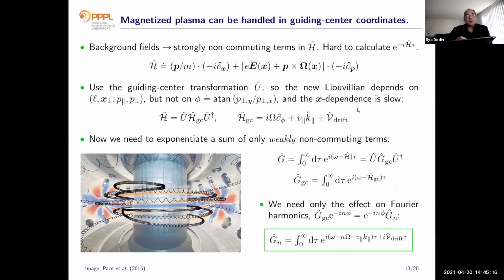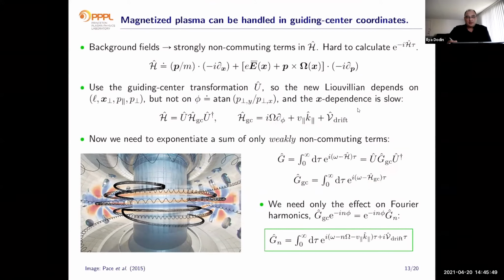So what you can do is transform to the guiding center coordinates using a unitary transformation. And then your guiding center Hamiltonian is very simple. Then you substitute this into the Green's operator, and you express your Green's operator in terms of the guiding center Green's operator. The guiding center Green's operator depends on the guiding center Hamiltonian, and the guiding center Hamiltonian contains terms that do not commute, but whose commutator is small.